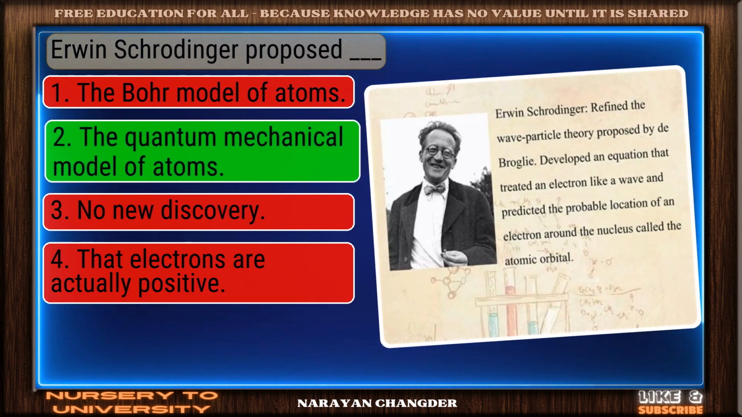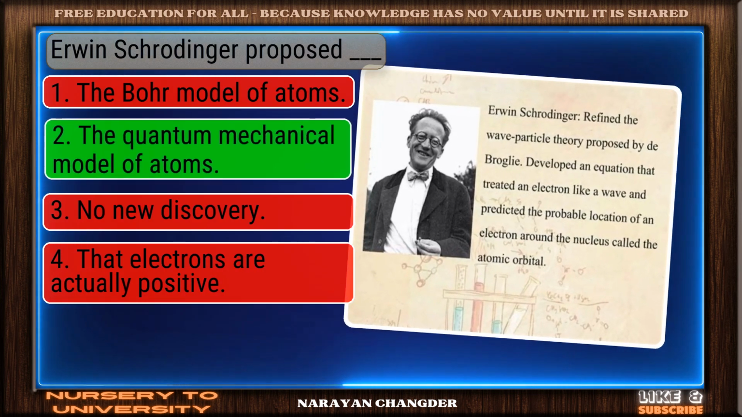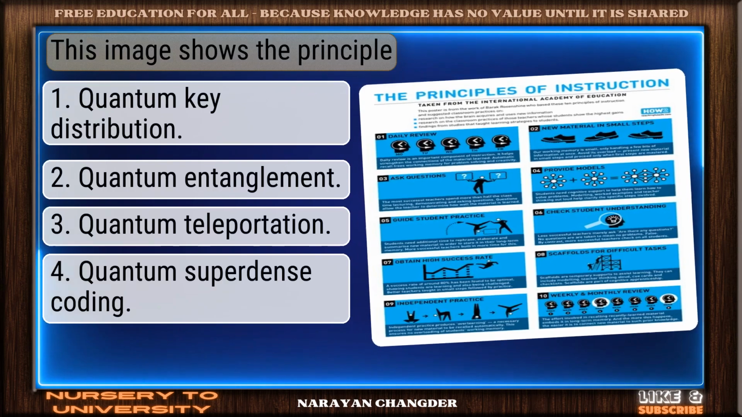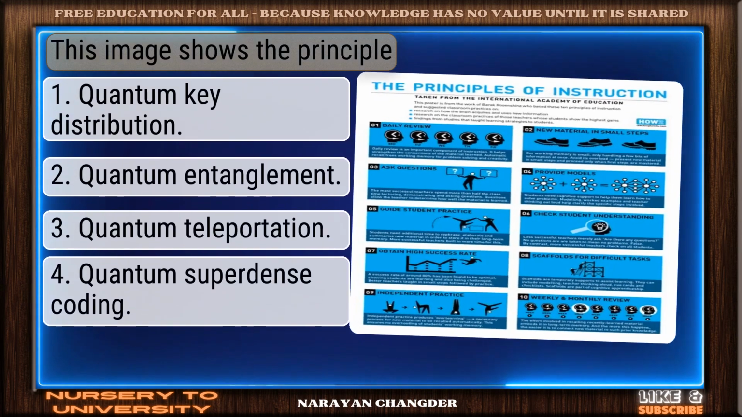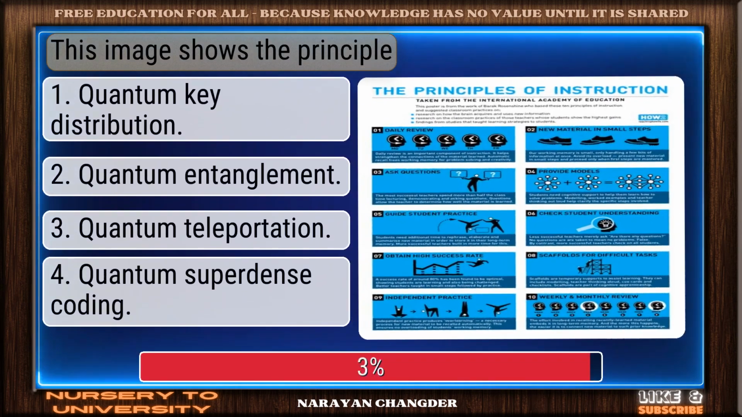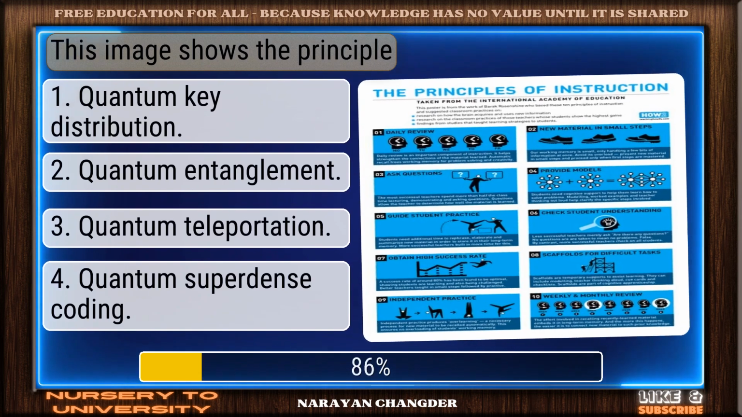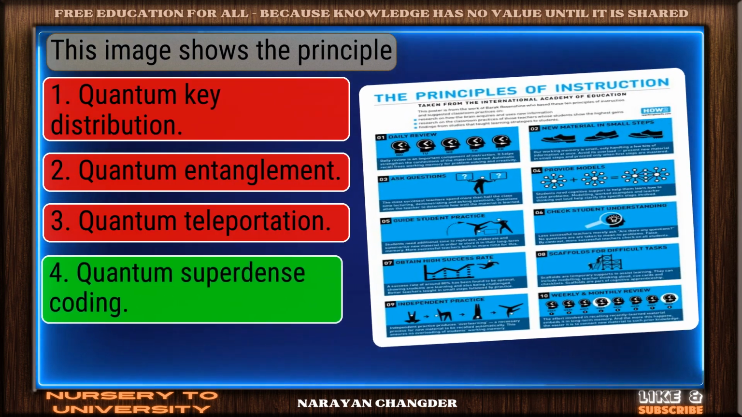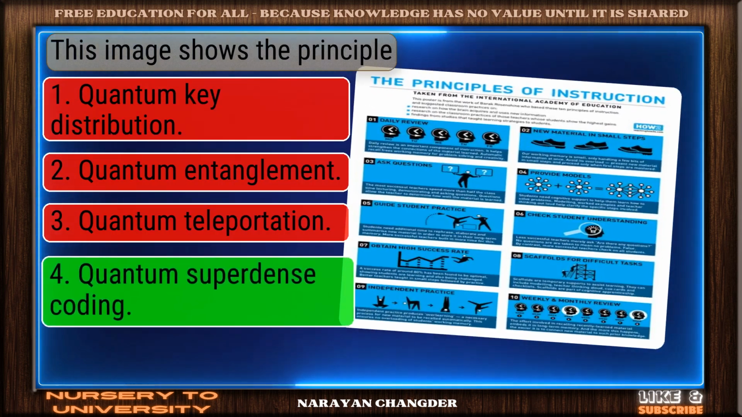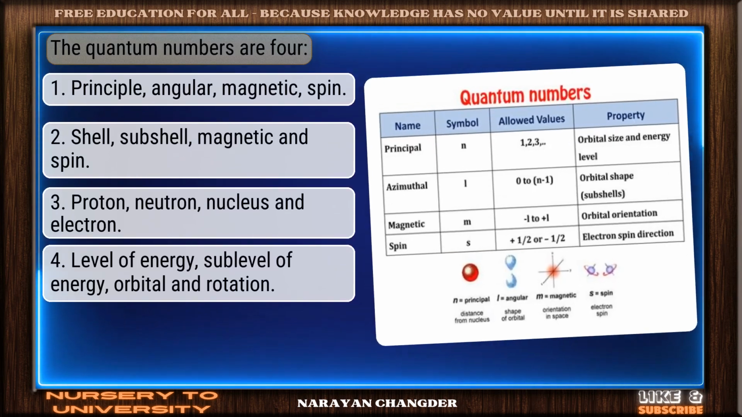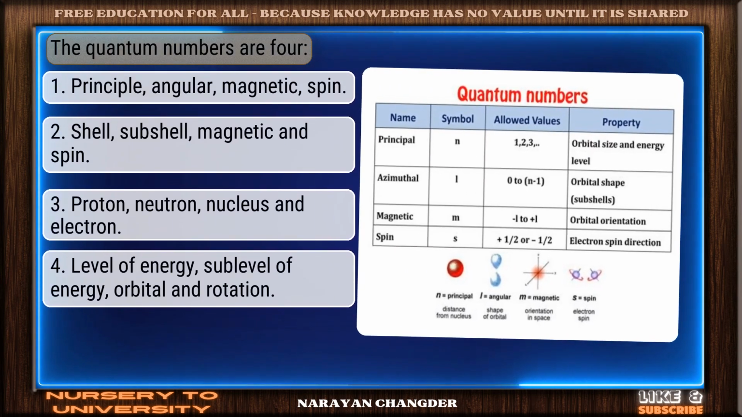Right choice. The quantum mechanical model of atoms is the best answer. Question number 68. This image shows the principle. You chose quantum superdense coding, and it is correct. Question number 69. The quantum numbers are 4.